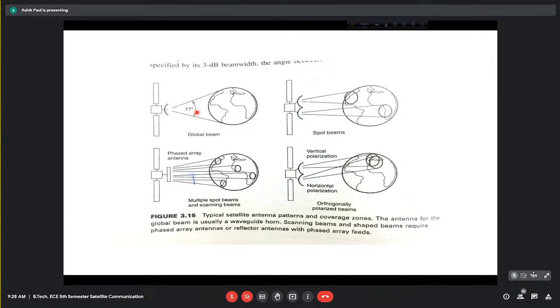Then for this phased array antenna, naturally, phased arrays have an advantage over conventional single dipole antennas.